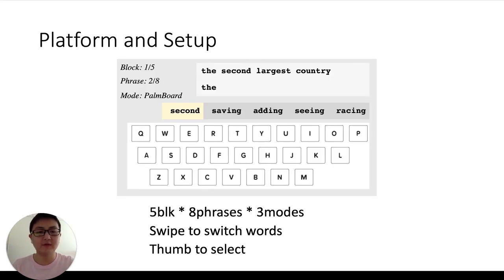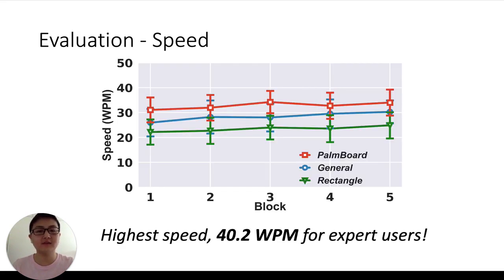Platform and setup for this experiment are similar to experiment 1. The only difference is that this time they have to perform real text entry tasks using 3 different techniques. Participants could swipe to reach the desired word and use thumb to select the word. Here shows the results of input speed.